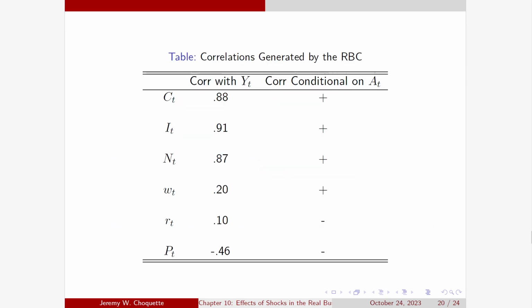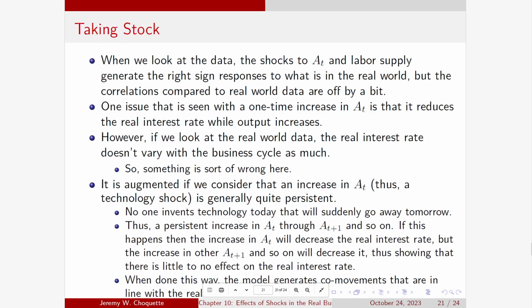Now, I'll let you look at the correlations here on your own, but what we're seeing is this correlation with output. How correlated are these guys with output? So I'll let you kind of look through that on your own. So when we look at the data, we can see that shocks to A and labor supply shocks generate the right signed responses to what's in the real world, but the correlations compared to the real world data are off by just a little bit.